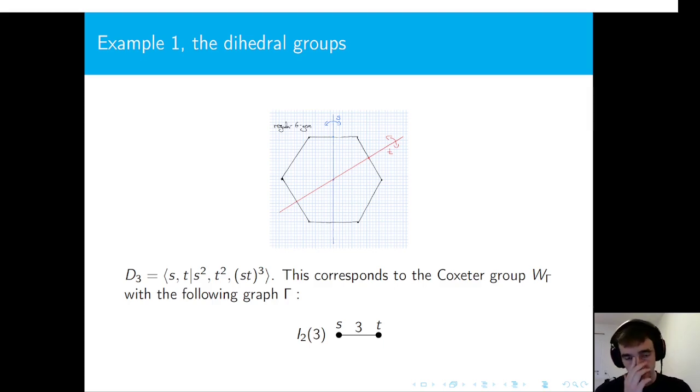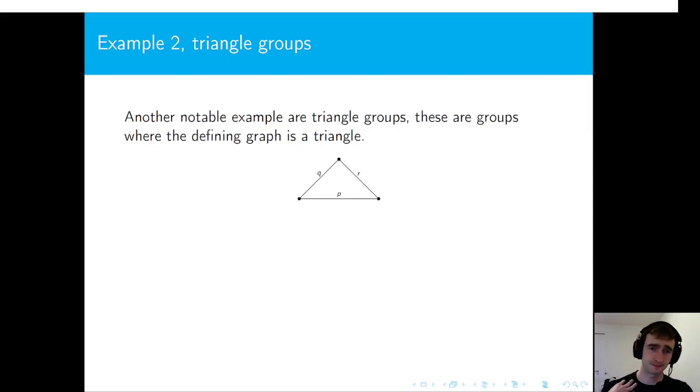Okay, so the next example that you may or may not know are the triangle groups. And these are Coxeter groups where the defining graph is a triangle. So you have 3 vertices and you have relations Q, R, and P. These groups have very interesting properties, and they have also been studied not from the Coxeter point of view, but from different points of view.